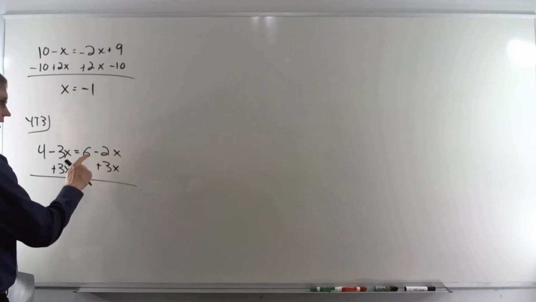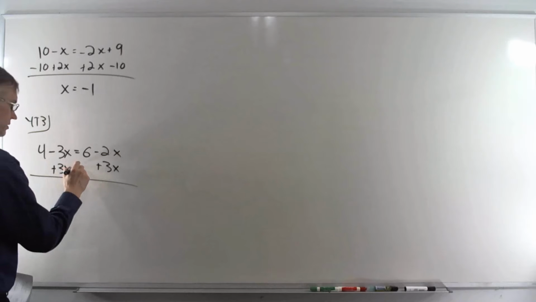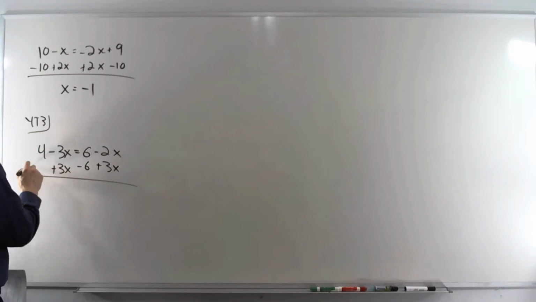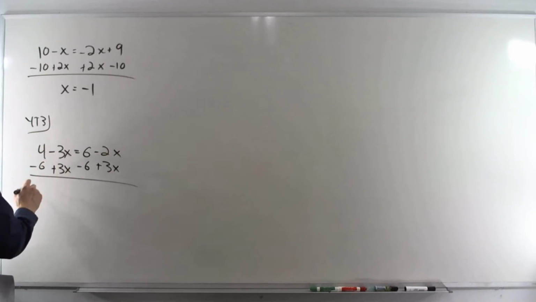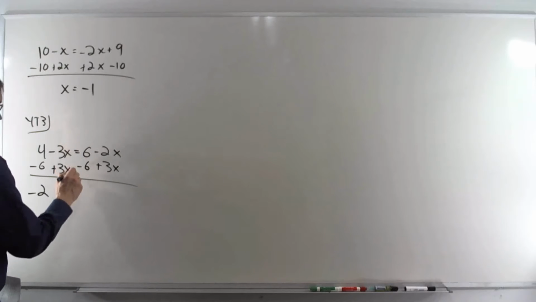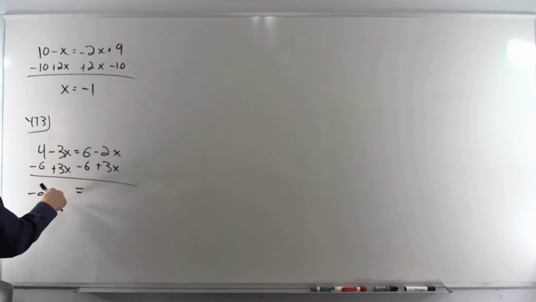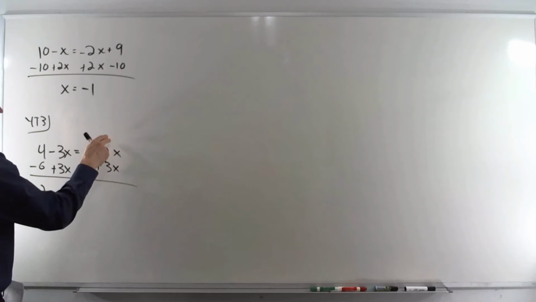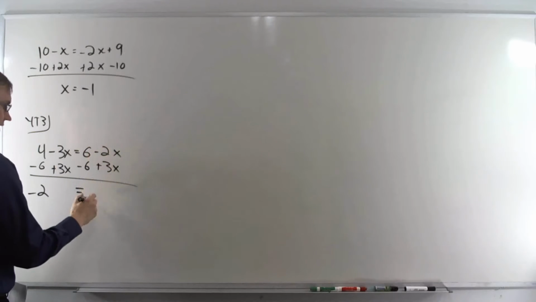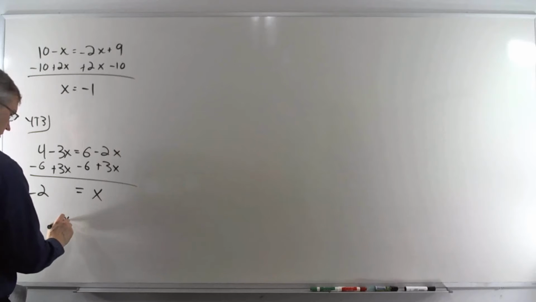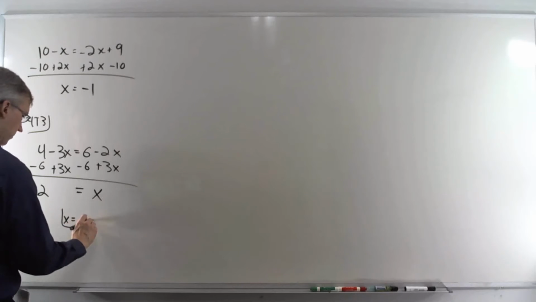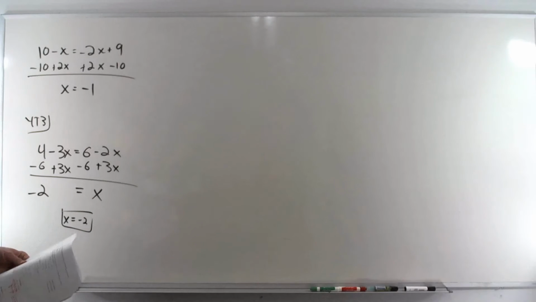Instead of all the x's over here, I want to get all the constants to the left. So minus 6 to get rid of that. Minus 6 over here. 4 minus 6 is negative 2. The equal sign stays right underneath the original. These go away. 6's go away. Negative 2x plus 3x is x. x equals negative 2.